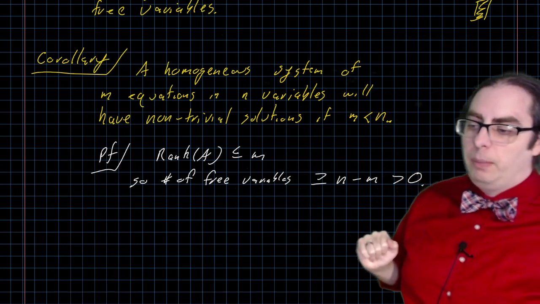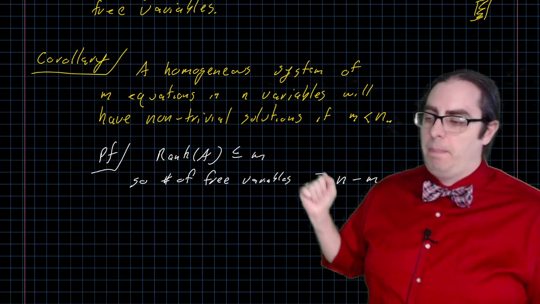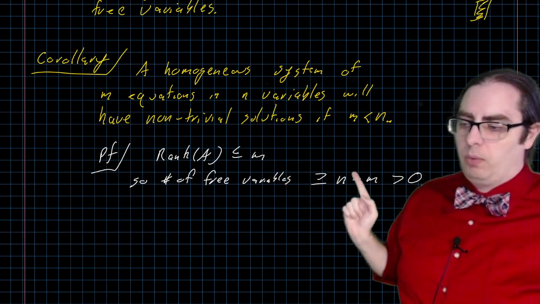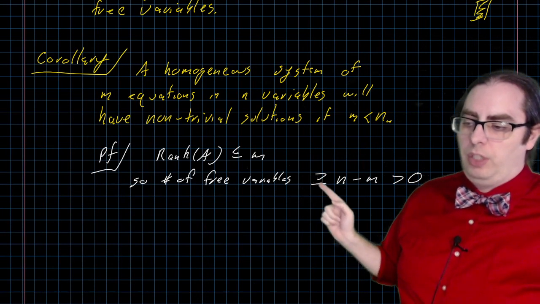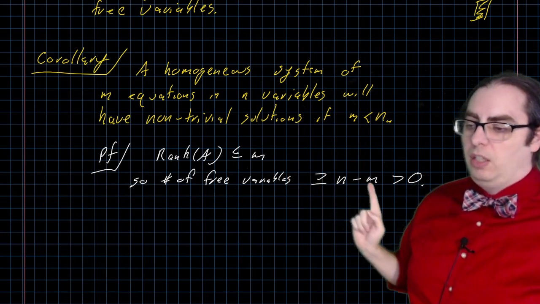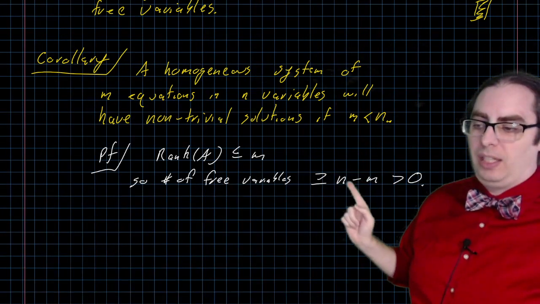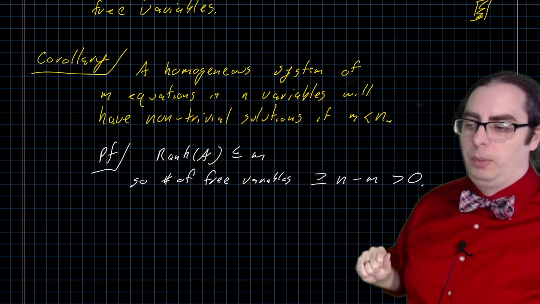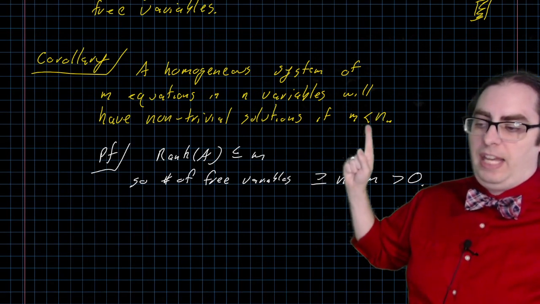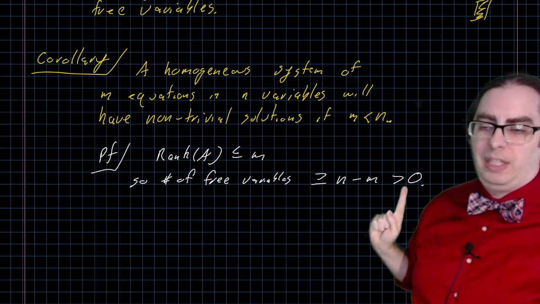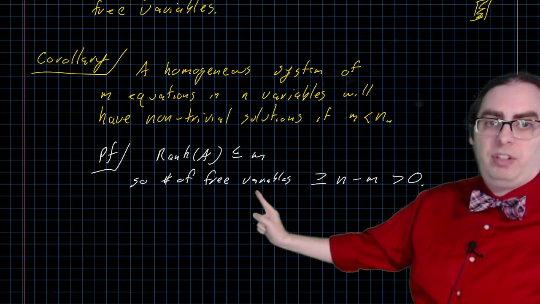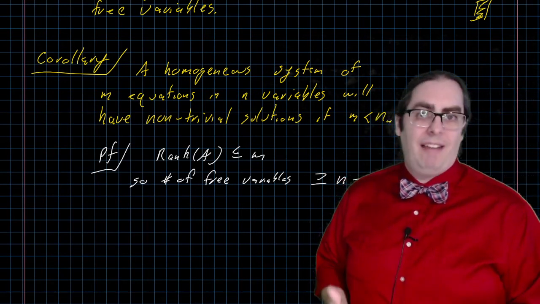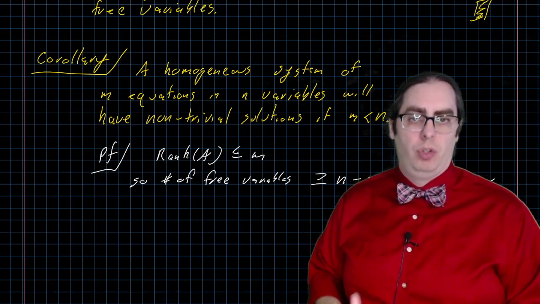Then the number of free variables is equal to n minus the rank. Well, if m is bigger than the rank, subtracting m instead of subtracting the rank is going to give us something that underestimates the number of free variables. And since m is less than n, n minus m is positive. So there is some positive number of free variables. And whenever there are free variables, we have an infinite number of solutions to the system of equations.